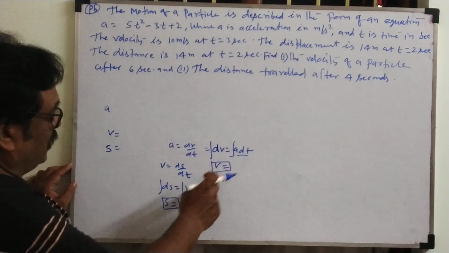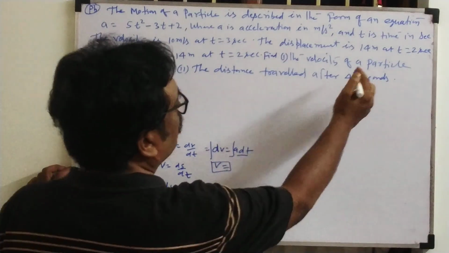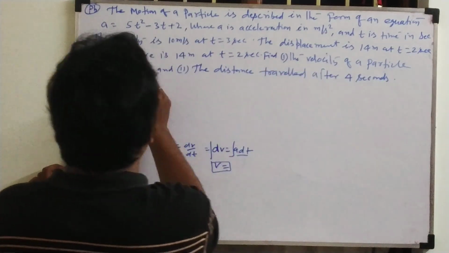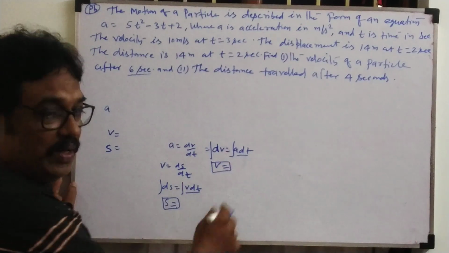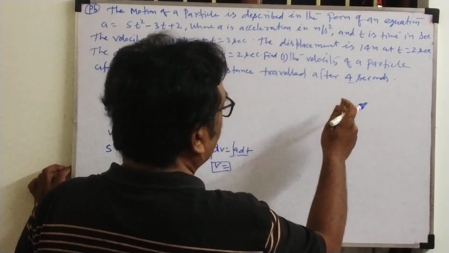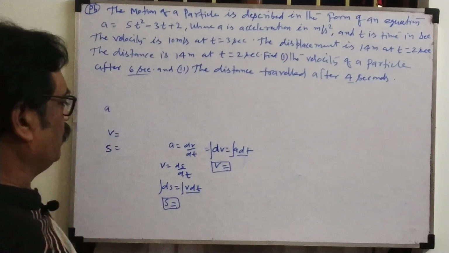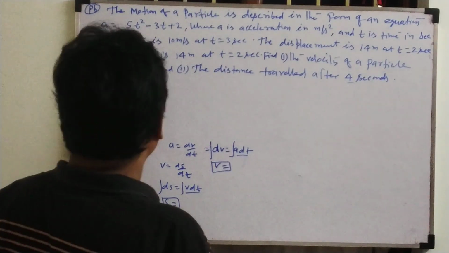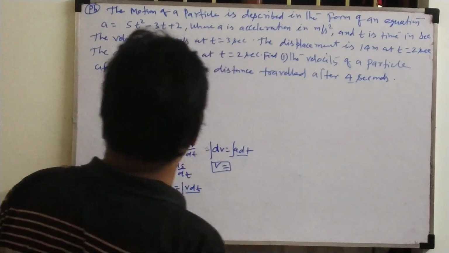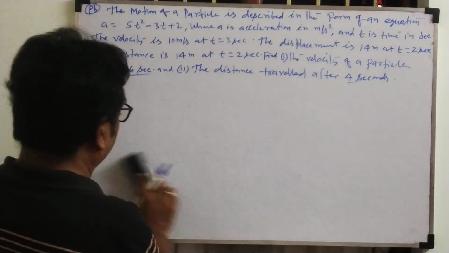Once we get the velocity and displacement equations, we substitute time equal to 6 seconds in the velocity equation and we get the velocity. In the displacement equation we substitute t equal to 4 seconds and we get the answer. So before this, what we have to do is integrate this term. So this is the basic concept here. Let us start the work.